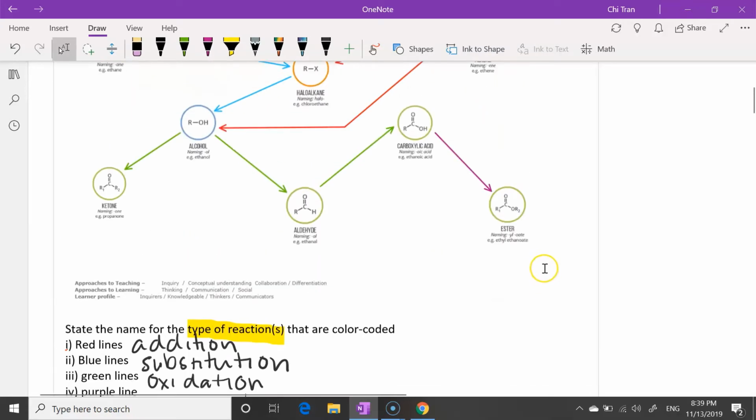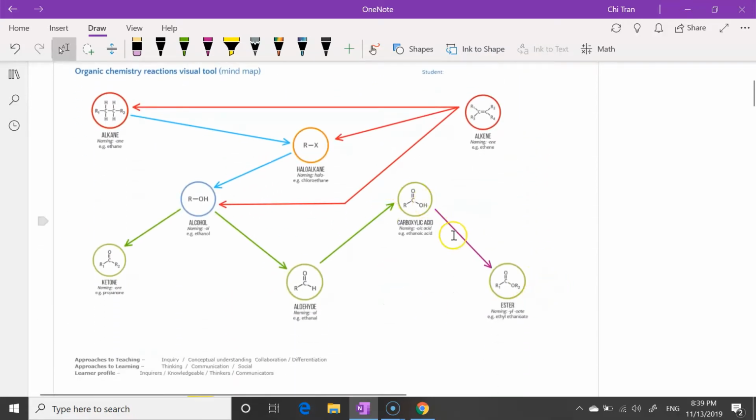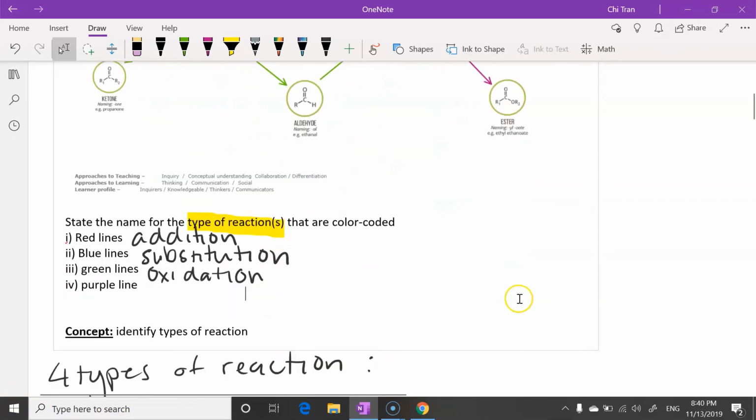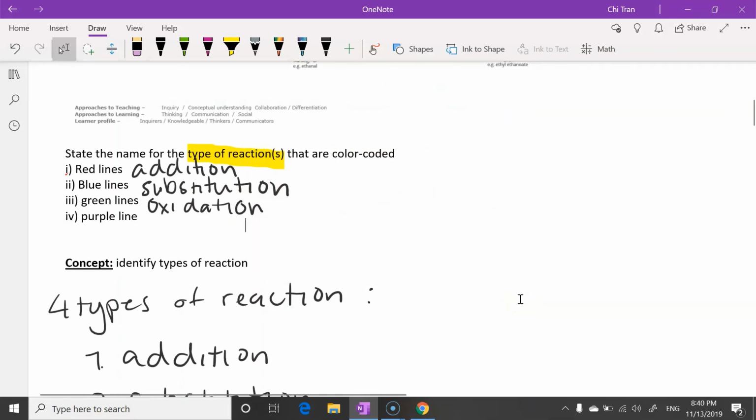Lastly is condensation. So condensation will definitely be the purple arrow, the last one. And remember, it's a combination of alcohol and carboxylic acid to make an ester. So the purple arrows are condensation. And that is the final answer for this question.